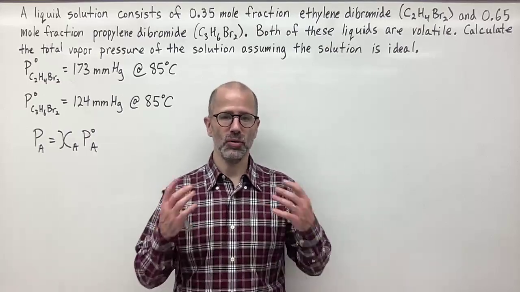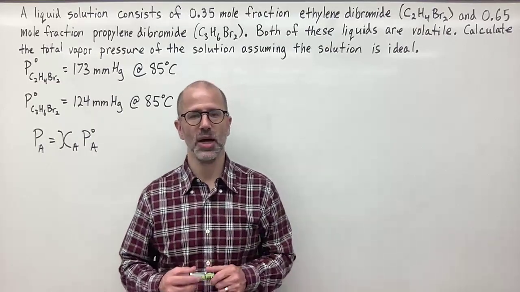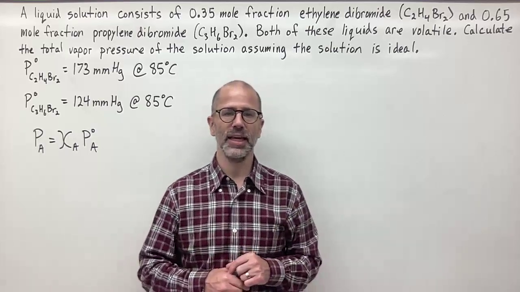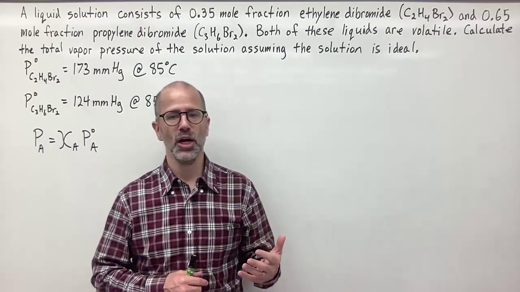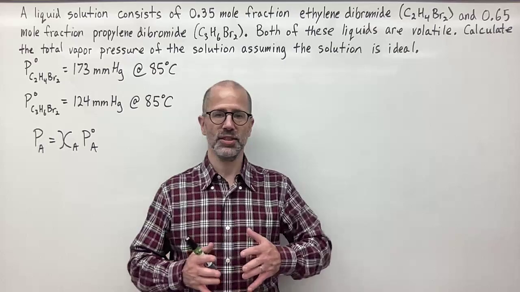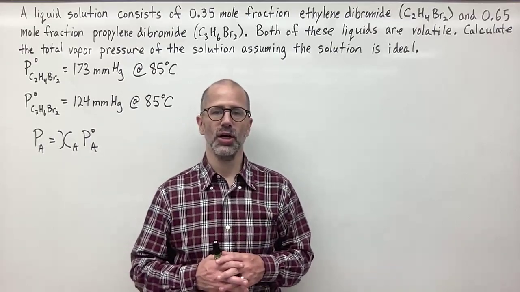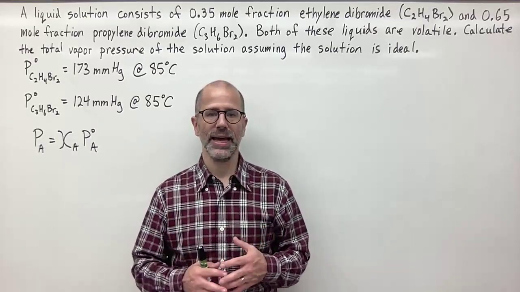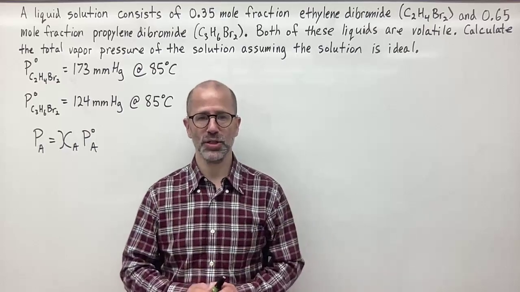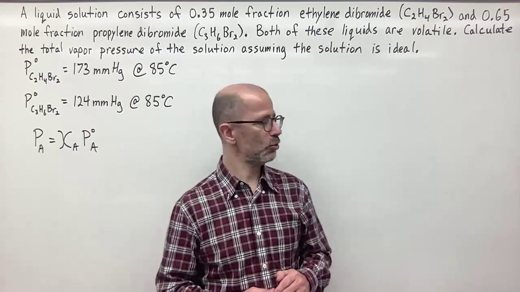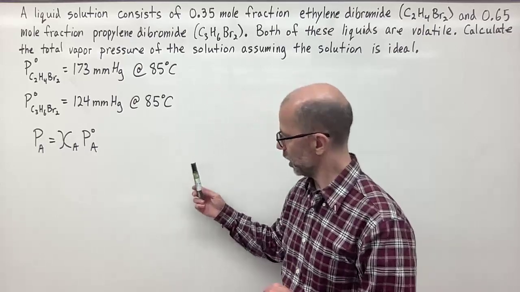And so the way we can solve this problem is to calculate the partial pressure of each of the substances in the mixture according to their mole fractions, and then add those partial pressures together. So we're going to use Raoult's law twice. We're going to use Raoult's law here.